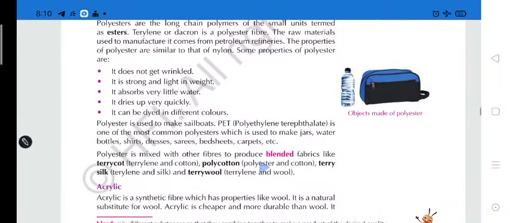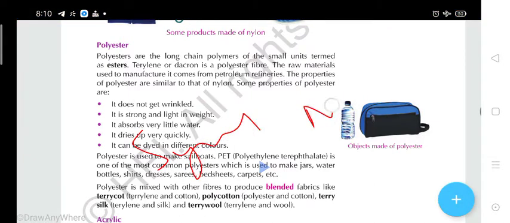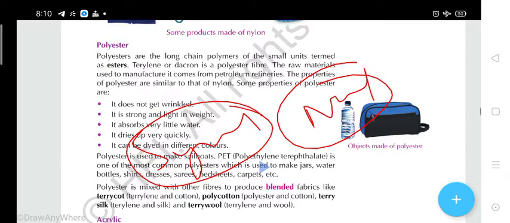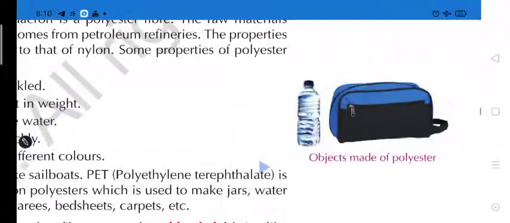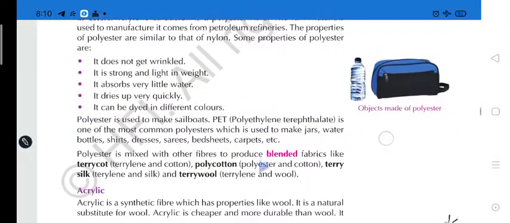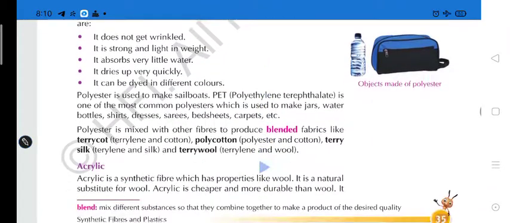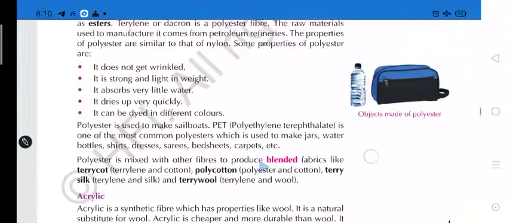Students, you are thinking why there is a need for mixing that fiber, why we mix a synthetic fiber in a natural fiber. Because if we require the properties of synthetic fiber, and along with that synthetic fiber you require the properties of natural fibers, then there is a requirement for the mixing. I hope you have understood. Here are some pictures of objects, students, like a bottle and the bag which you use in your daily life, that can be made by using polyester.